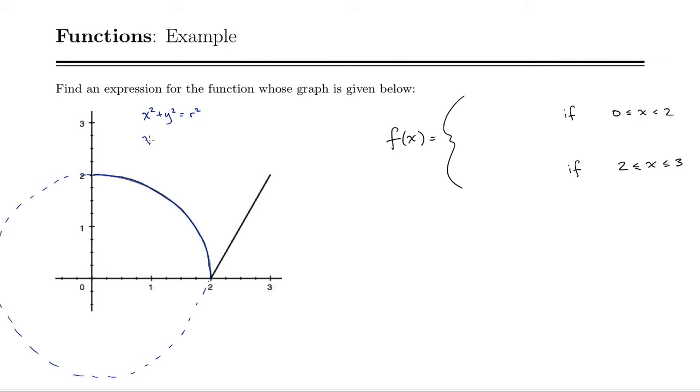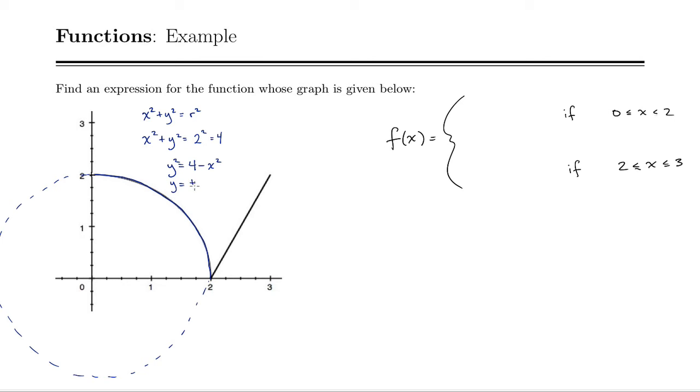So the equation of the circle, the full circle, is x squared plus y squared equals 2 squared, which is 4. Now we just have this portion from the top, so we're going to go ahead and solve for y. So y squared is equal to 4 minus x squared, and then we can take the square root of it.